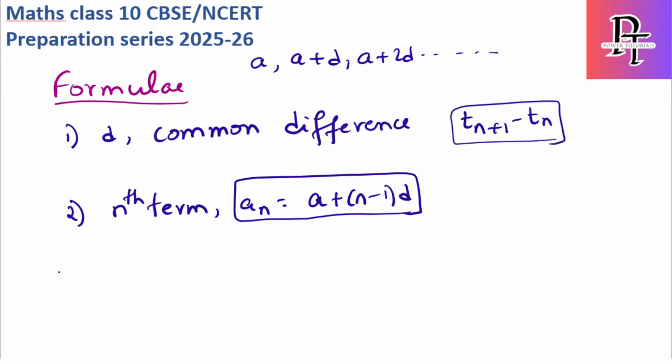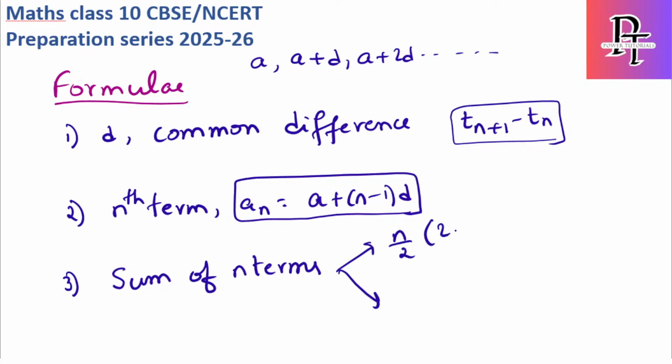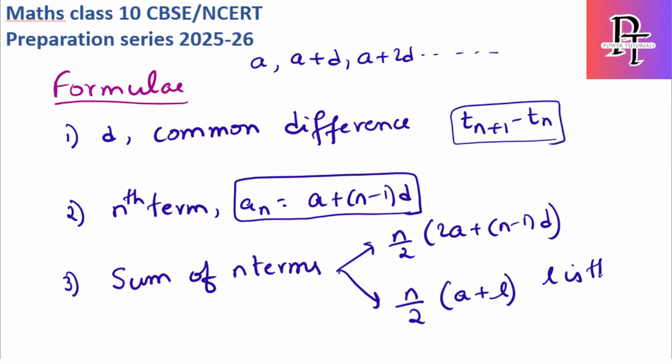The third formula is a little lengthy compared to the first 2, which is the sum of n terms. For the sum of n terms, we have 2 formulae. The first one is n by 2 into 2a plus n minus 1 into D. If we have the first term A and the value D, then we have to use the first formula. And the second formula is n by 2 into A plus L. What is L here? L is the last term.